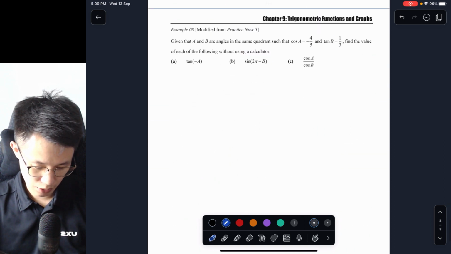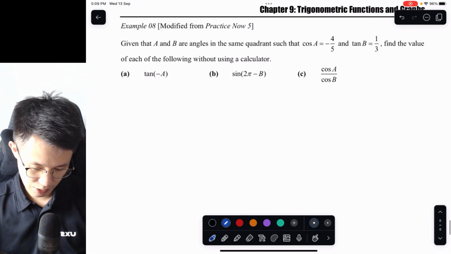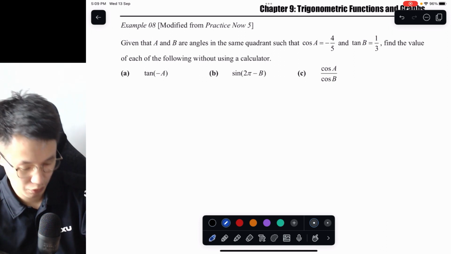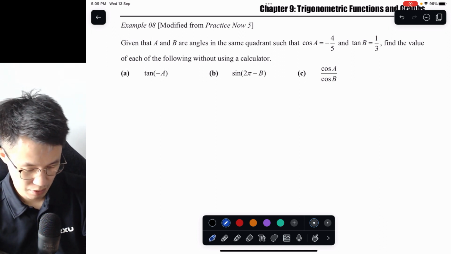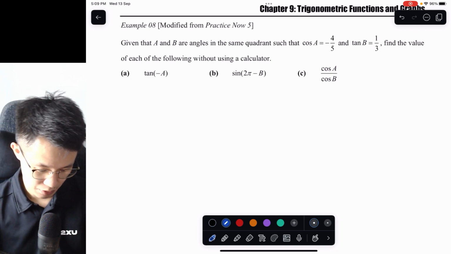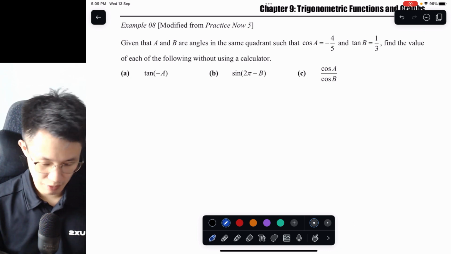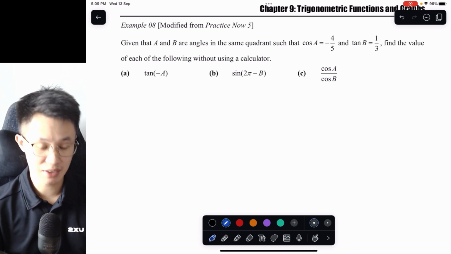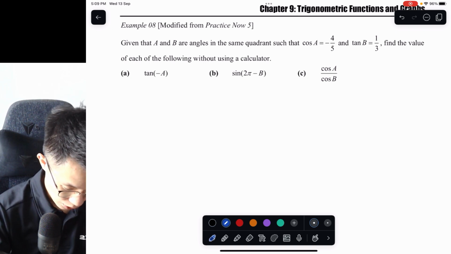Then I'll move on to an extra example. Let's say I tell you two angles lie in the same quadrant such that cosine A equals negative 4 over 5 and tangent B equals 1 over 3, find the value. Before we figure out all these values, we need to figure out which quadrant these angles lie in.